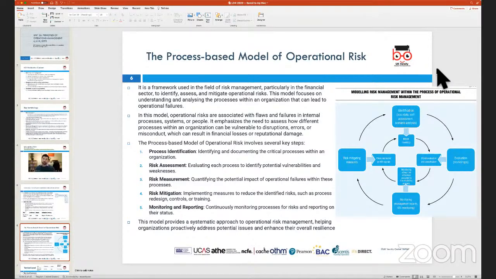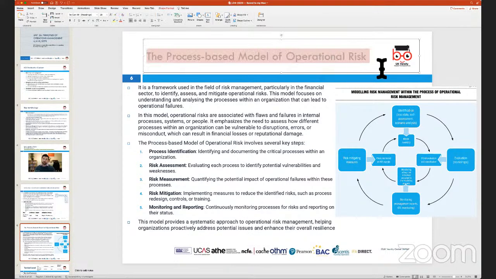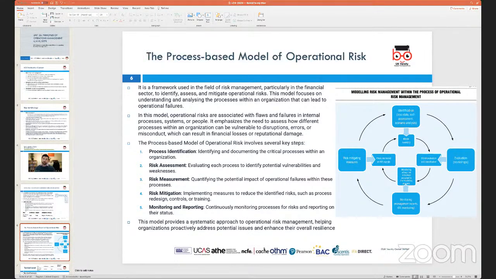Now, this process-based model of operational risk was also introduced primarily, and this particular model looks at identifying risks from the point of view of an organization operating within, say, the financial sector. This model is specifically related to the financial system, but again, it helps in identification of any sort of operational risks within financial services organizations.